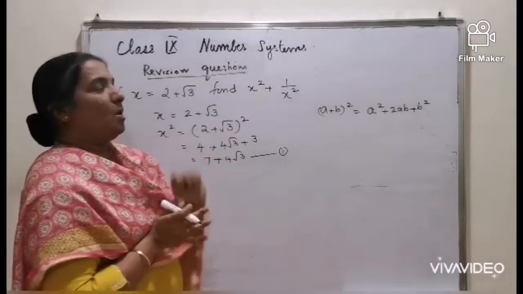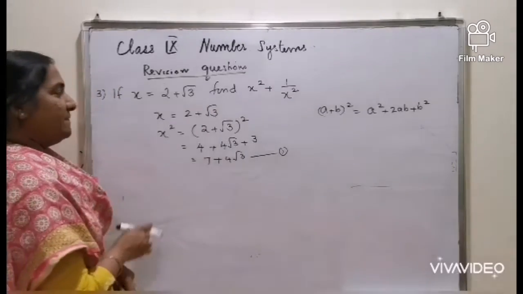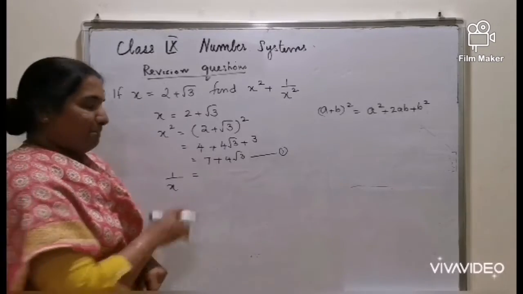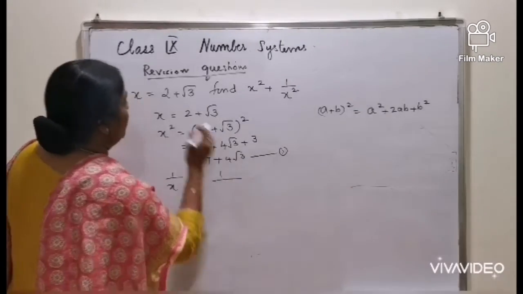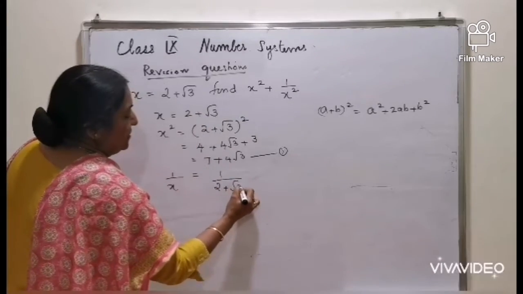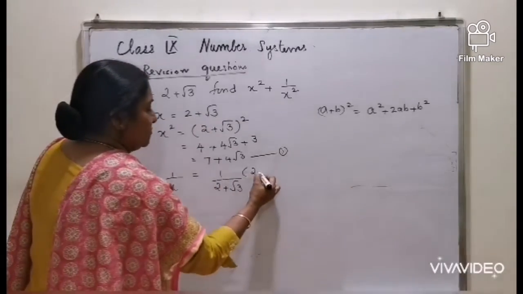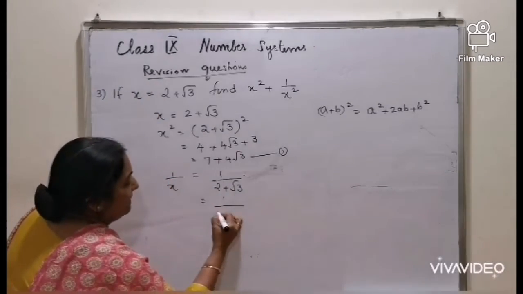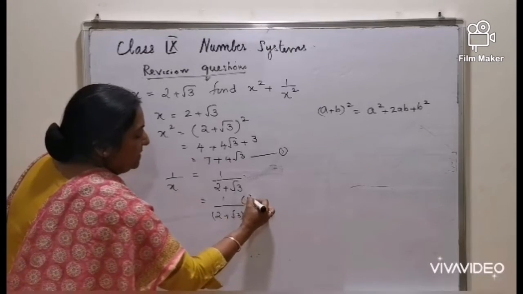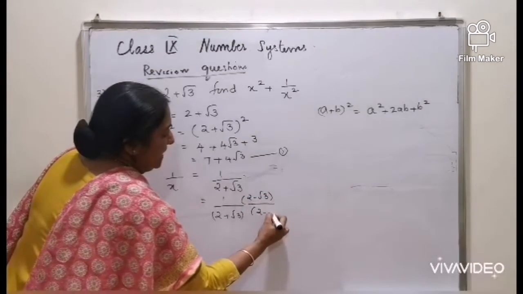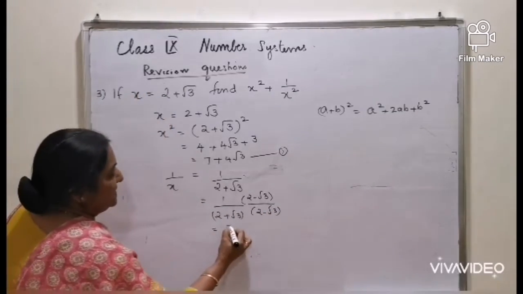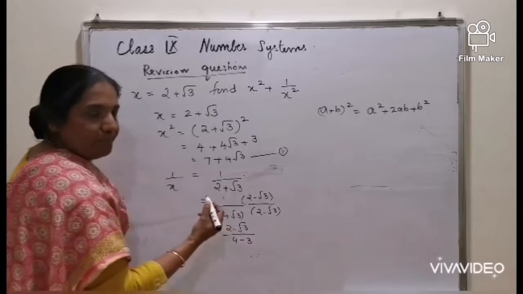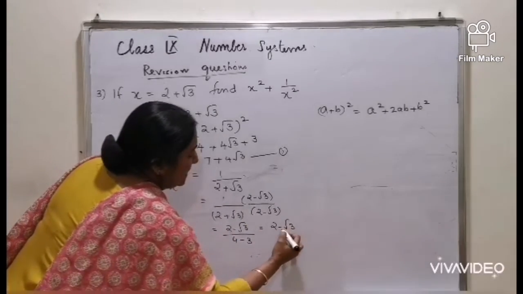You have to find out what is 1 by x square. The easy method is first find out what is 1 by x. 1 by x is the same as 1 by 2 plus root 3. Rationalizing it, 2 minus root 3. Next step, rationalizing 2 plus root 3 into 2 minus root 3 by 2 minus root 3, which is the same as 2 minus root 3 by 2 square is 4 minus 3, or 2 minus root 3 by 1.